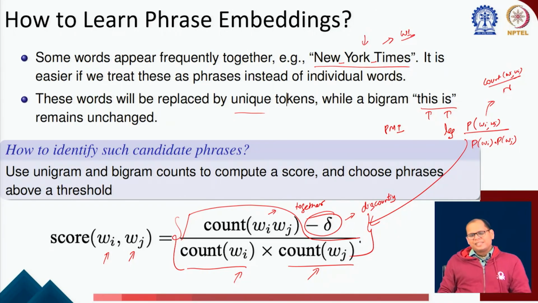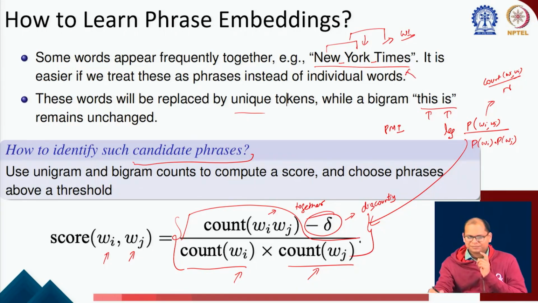And now you can repeat this, right. So for example, in the first iteration you found New York should be a single token because its score is above a threshold, right. Now again you will use New York and Times as two different words and see if their score is coming out above a threshold also. If so, you will call now New York Times as a single token, right, and learn only one representation for New York Times. So this was the method that was used in the original Mikolov's paper to find out which candidate phrases should be treated as individual tokens, and learned a single representation for that.